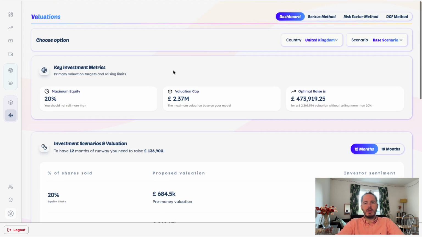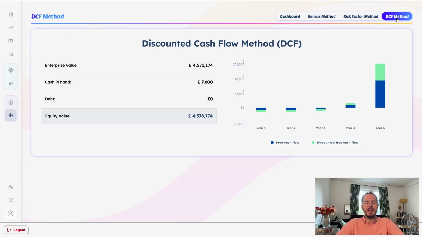Okay, so now let's go back for a minute to our tabs at the top and talk about the discounted cash flow method, the third and most financially rigorous method. This method calculates your company's value by projecting the value of your future money and then discounting it to today's value to reflect the fact that money today is worth more than money in the future.